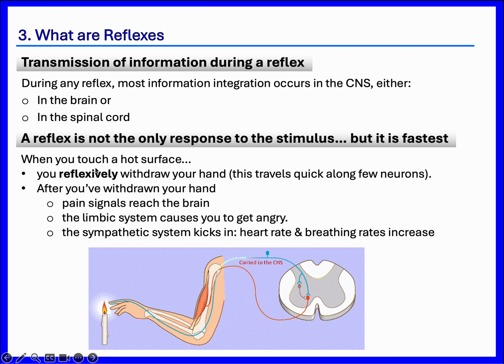For example, when you touch a hot surface, you reflexively withdraw your hand. And this travels quickly. You see this blue neuron, it travels quickly up, up, up, up, up to this region. And it's carried to the CNS, and then it goes onto an interneuron. It goes onto this motor neuron, and then it tells your muscle to quickly contract away, right? When you touch something hot, you don't even realize it, but you pull back. This is called the withdrawal reflex.